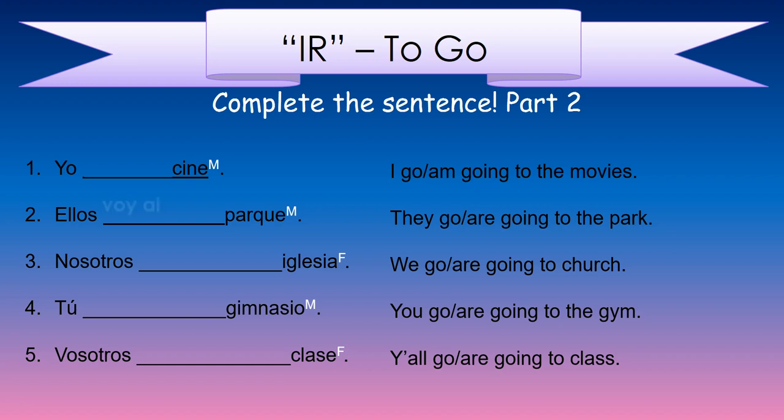All right, for the first one. Voy al cine. I go to the movies. I am going to the movies. It's the same thing. Dos. Ellos van al parque. They go. They are going to the park. Tres. Nosotros vamos a la iglesia. We go. We are going to church.